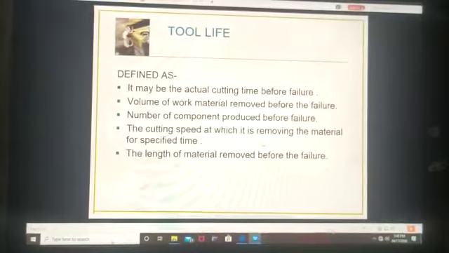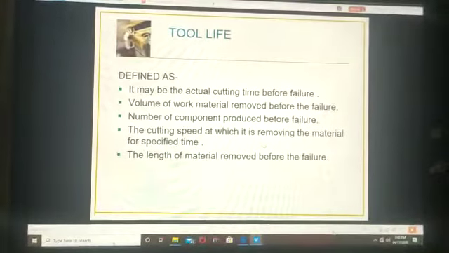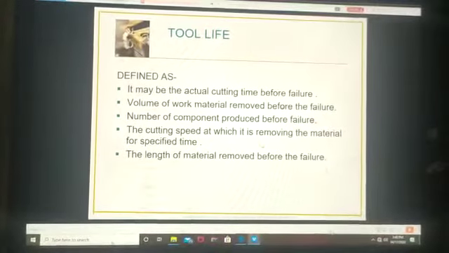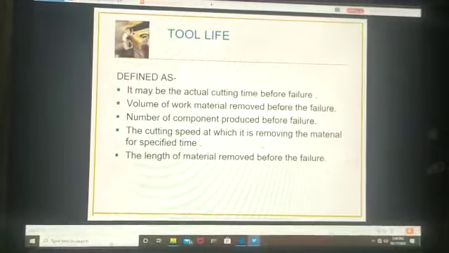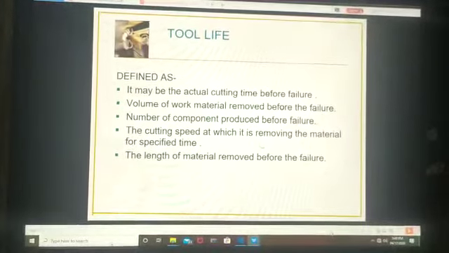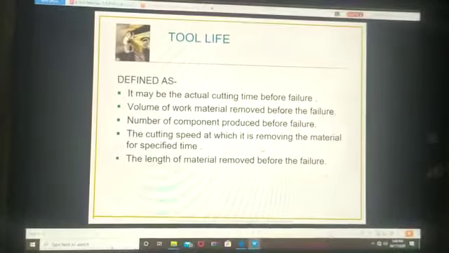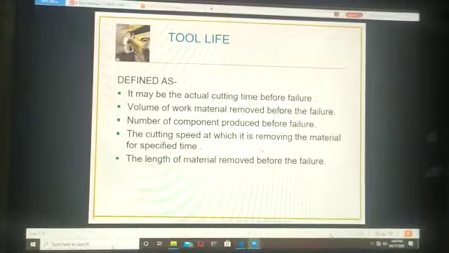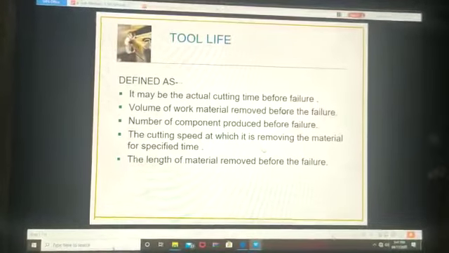The second way, tool life is measured as the volume of material removed from the workpiece before the tool fails. The third way, we can measure tool life by the number of components produced before failure or between two successive grindings.